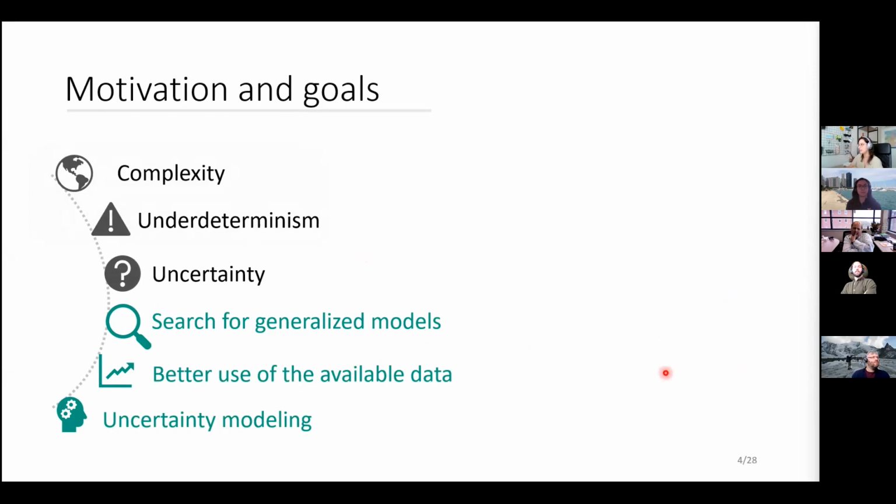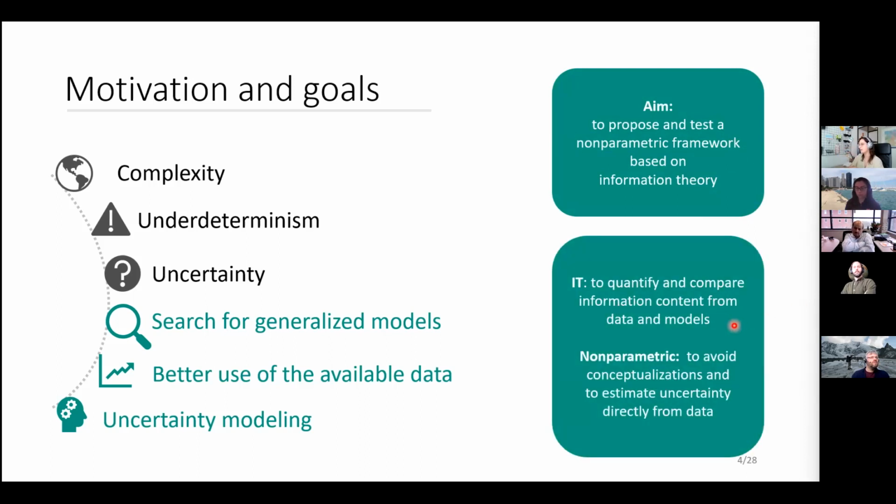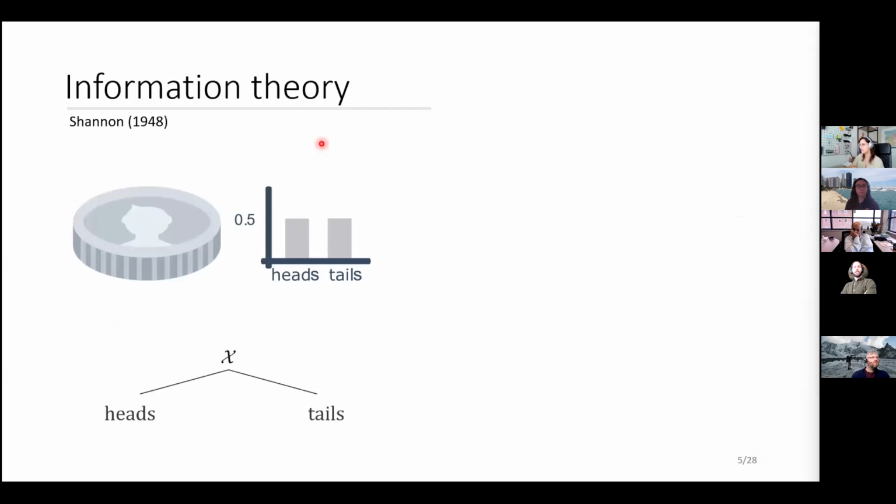Considering that uncertainty is part of our system problems, this thesis is motivated by the need for a more generalized framework to deal with complex systems and interactions of different sources of information while moving away from strong parametric assumptions. Here information theory is used to explicitly calculate and compare the information content of data and models. And we go non-parametric to avoid, as much as possible, conceptualizations and compression of data relations and to estimate uncertainty directly from data. So here I have the fundamental quantity of information theory.